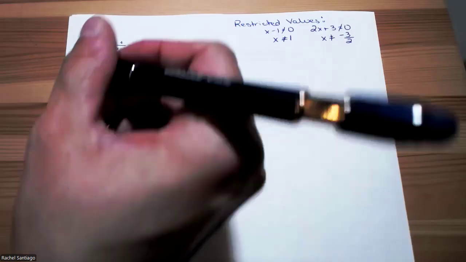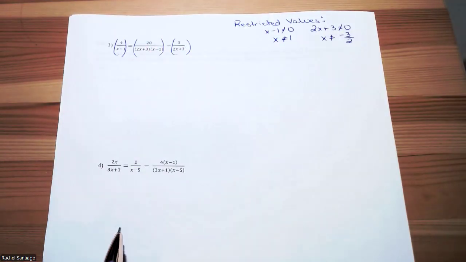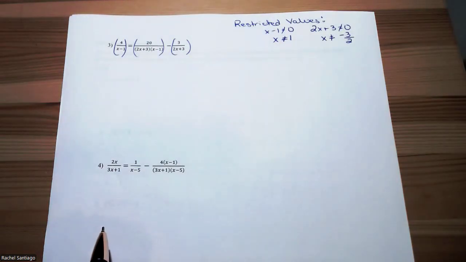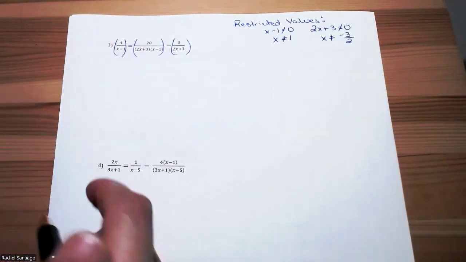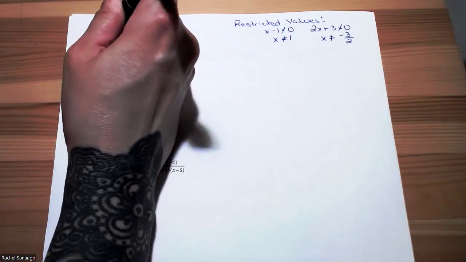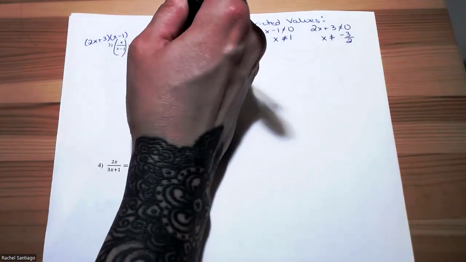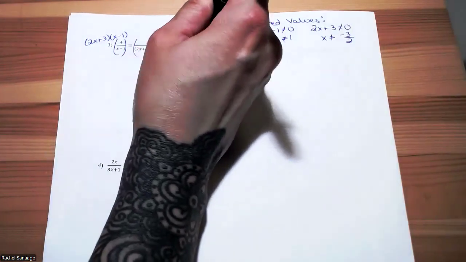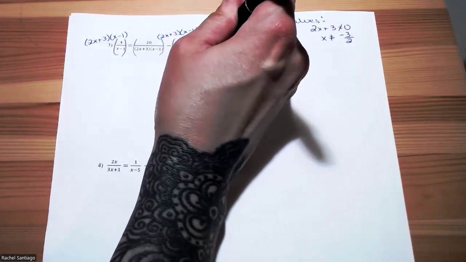So let's check this out. Place each term in parentheses. And now let's multiply by the common denominator, which is this big expression here: 2x plus 3 times x minus 1. And again, 2x plus 3 times x minus 1. And then again, 2x plus 3 times x minus 1.